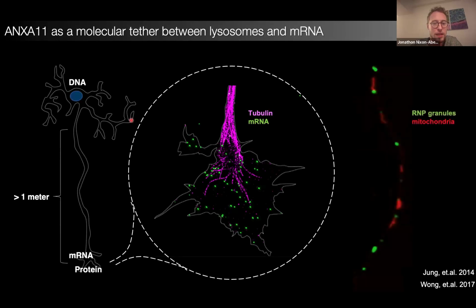And in fact, we can even see labeled mRNAs moving up and down axons, and various other groups have shown that these mRNAs don't travel on their own, but they form part of membraneless compartments that I mentioned before, called RNP granules, or ribonucleoprotein granules, which, as the name suggests, are a complex mix of RNAs and proteins that we'll get on to in more detail shortly.